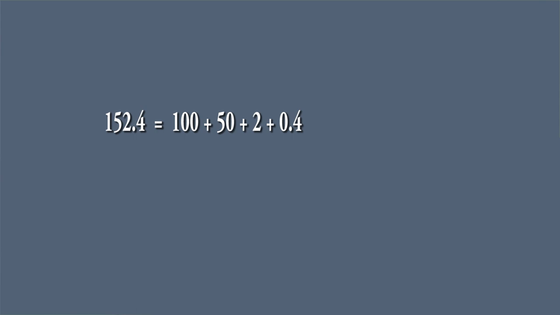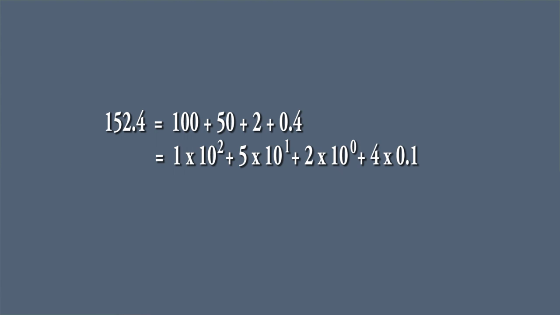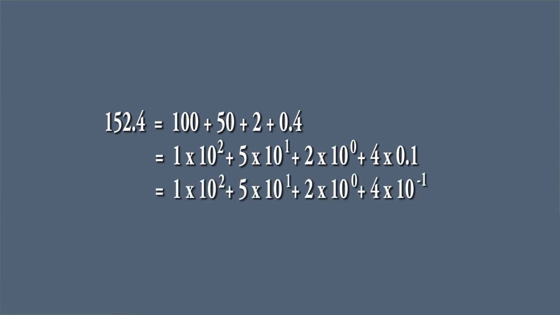We know that 152 can be written as 1 times 10 square plus 5 times 10 power 1 plus 2 times 10 power 0. How to write 152.4? 100 plus 50 plus 2 plus 0.4, which is 1 times 10 square plus 5 times 10 power 1 plus 2 times 10 power 0 plus 4 times 0.1. Hence, 152.4 equals 1 times 10 square plus 5 times 10 power 1 plus 2 times 10 power 0 plus 4 times 10 power minus 1.